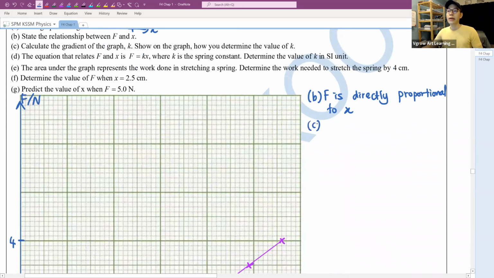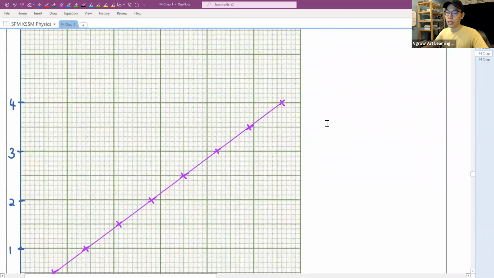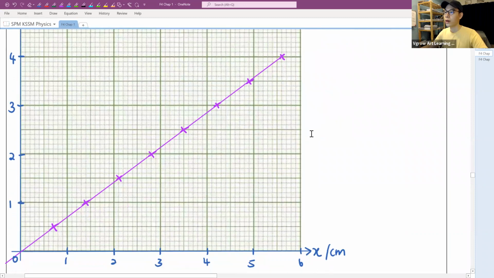Part C, calculate the gradient of the graph, k. They're saying that the gradient of the graph, instead of gradient, usually we call m. They want to call this gradient as k. Never mind, we just follow. What you need to do is to draw a triangle. In physics, they are very, very particular. You need to draw a triangle.